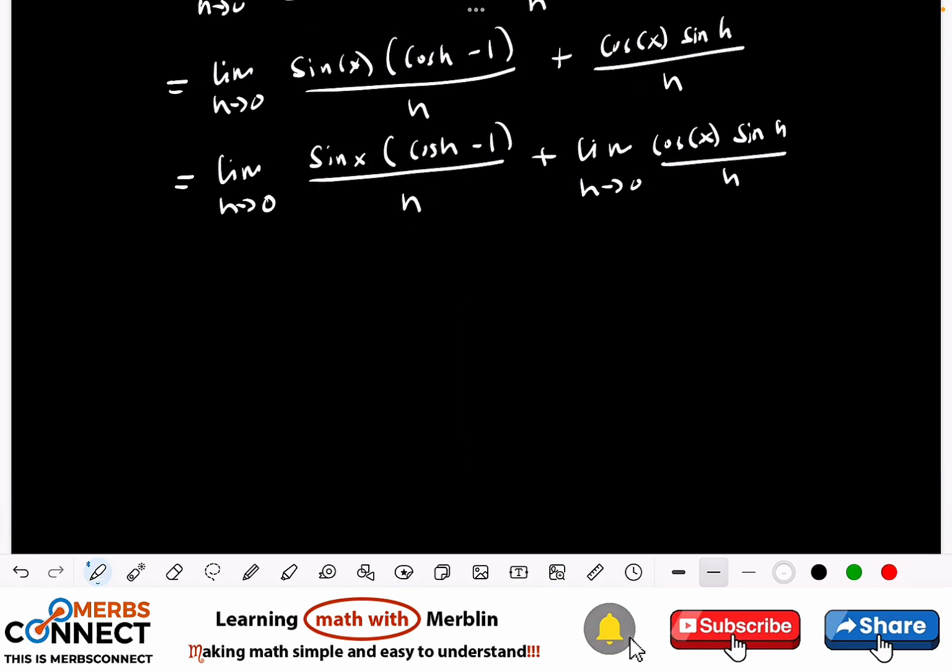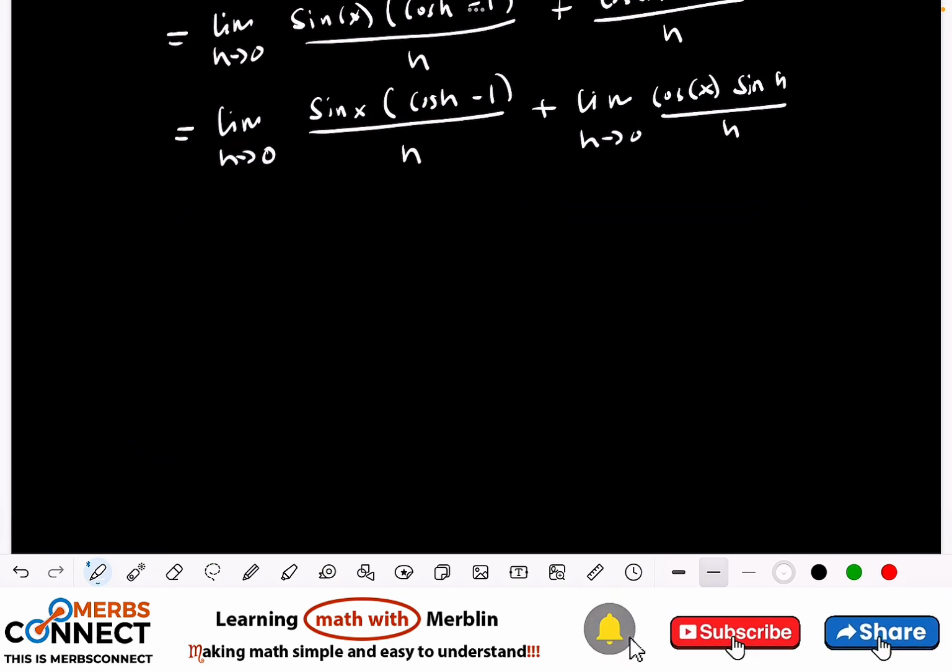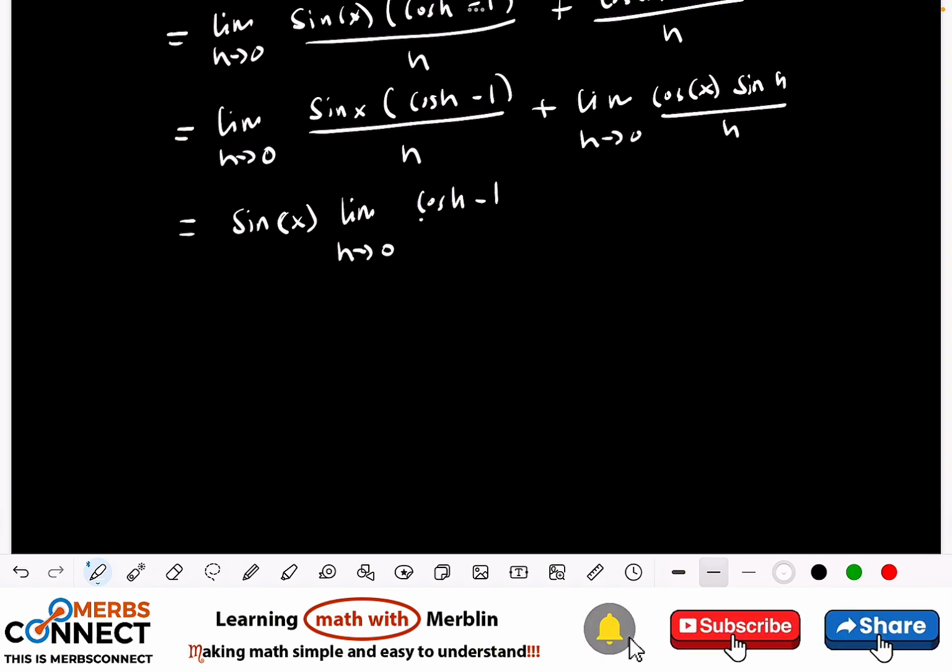So this is the limit property. When you want to find the limit of two functions added, we can pick the limit of the first function plus the limit of the second function, right? Now, as I said, since this one does not depend on h, it's a constant function, so I can factor it out. So sine x out, then I pick the limit as h approaches 0 of (cos h minus 1) divided by h, plus here cos of x is also a constant function because it does not depend on h, so I can factor it out, and then this.